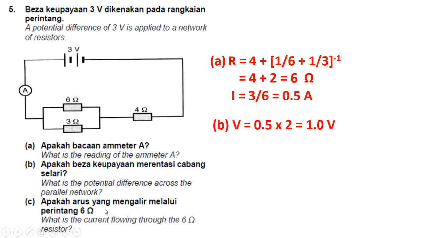Now calculate the current flow through the 6 ohm resistor. The current flow here is 0.5, which separates to the 6 ohm and the 3 ohm. So what we do is I equals V over R. V here, which we calculated just now, is 1 volt, divided by 6. We should get 0.17 ampere. Okay, that's it.